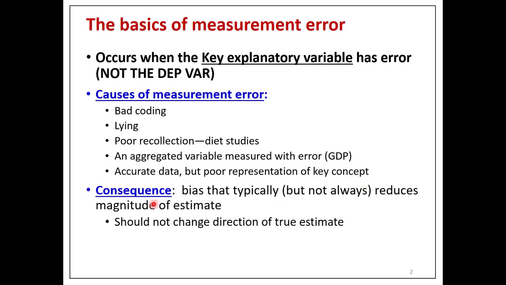Okay, the consequence of measurement error is typically a bias that leads to a reduction in magnitude, or a bias towards zero. It shouldn't change the direction of the true estimate. And so if the true estimated effect of the treatment is, say, -5, it's going to bring you towards 0, so maybe -2 you'll get as a result. You shouldn't get some positive number.